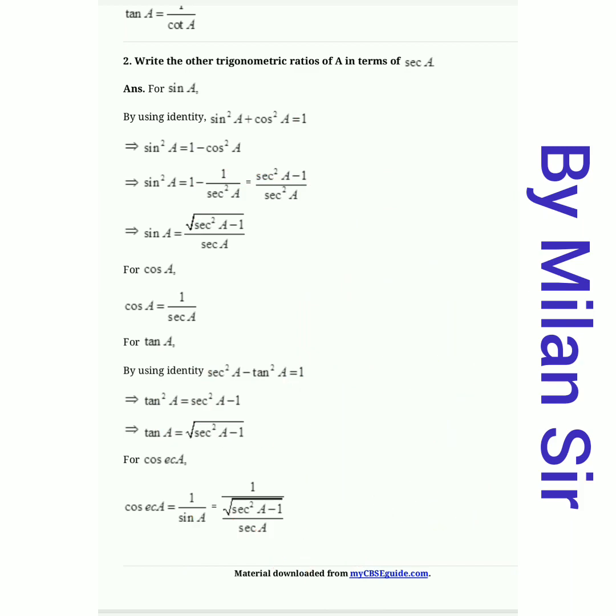Then cosec a. Now we already have this formula: sin a is equal to under root sec square a minus 1 upon sec a.